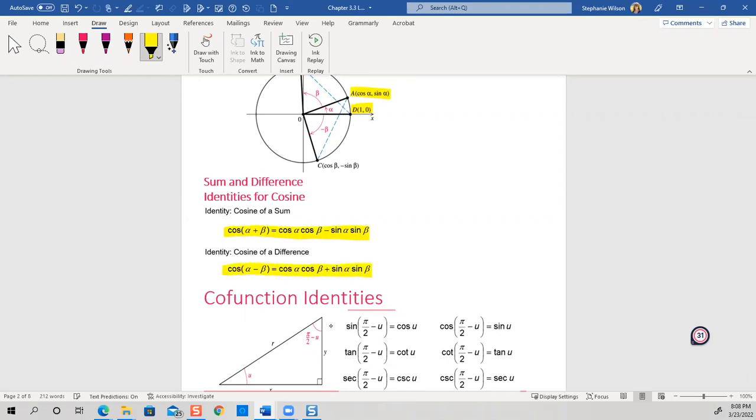Pay attention that if it's cosine alpha plus beta, we get a minus here. If it's cosine alpha minus beta, we get a plus here. And then we've got our cofunctions. You need to know these because we will use these, okay?